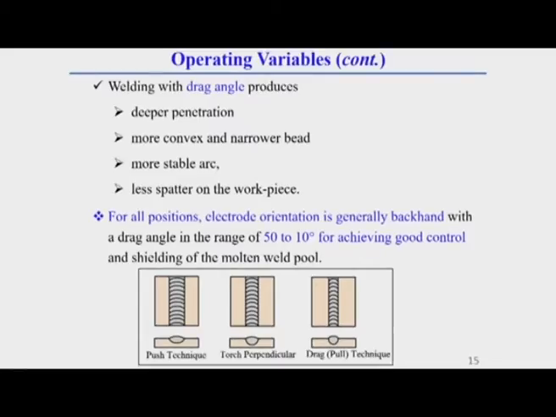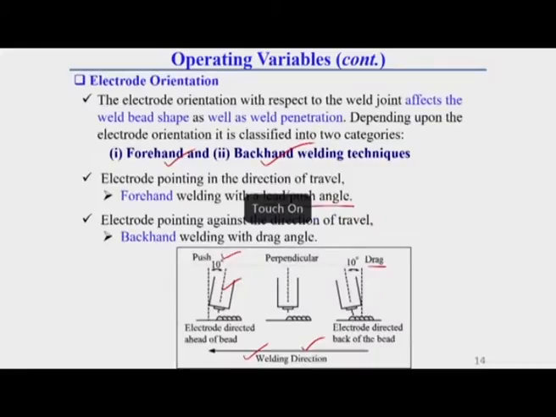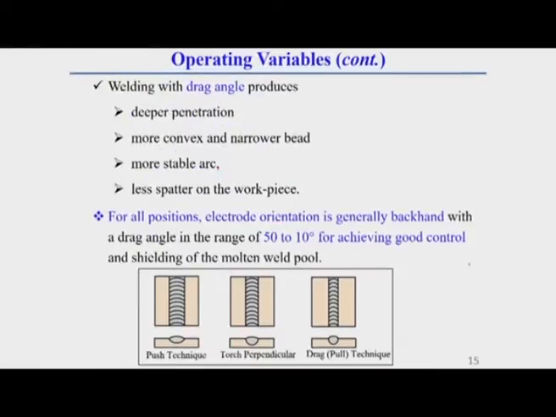We should also know the effect of this push angle or drag angle on weld bead geometry. In the case of forehand welding technique, the electrode points toward the direction of travel, and in the case of backhand welding technique, the electrode points against the direction of weld. In backhand welding, a drag angle is created, which has some good characteristics in weld quality. With drag angle there will be deeper penetration, narrower weld bead and a more convex weld bead, a more stable arc and less spatter on the workpiece is observed.